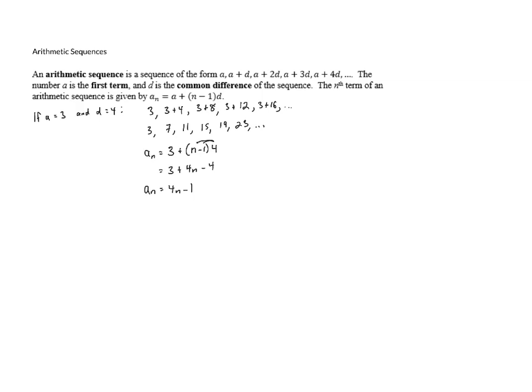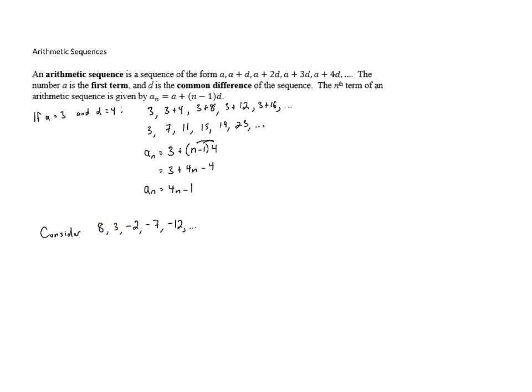So this is one example of an arithmetic sequence. Let's take a look at another arithmetic sequence. Let's consider the sequence given by 8, 3, negative 2, negative 7, negative 12, etc. This is an arithmetic sequence because if we take the differences of subsequent terms, we get the same thing.